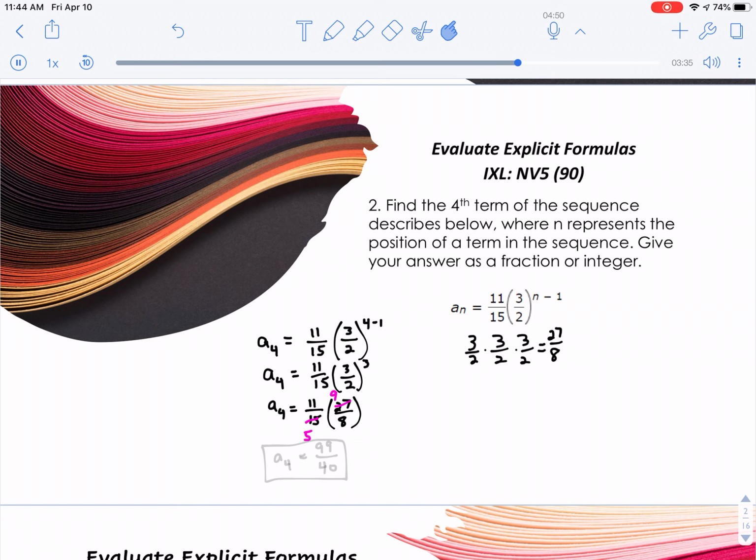Top times top is 99. 11 times 9 is 99. So a sub 4 is 99. And in the denominator, we have 5 times 8, which is 40. So the fourth term, a sub 4, is 99 over 40. All right.